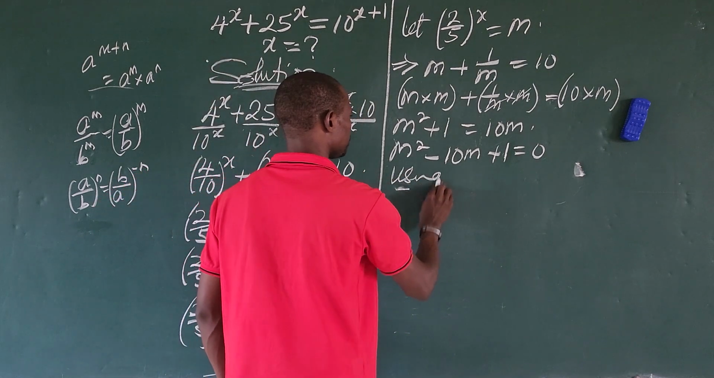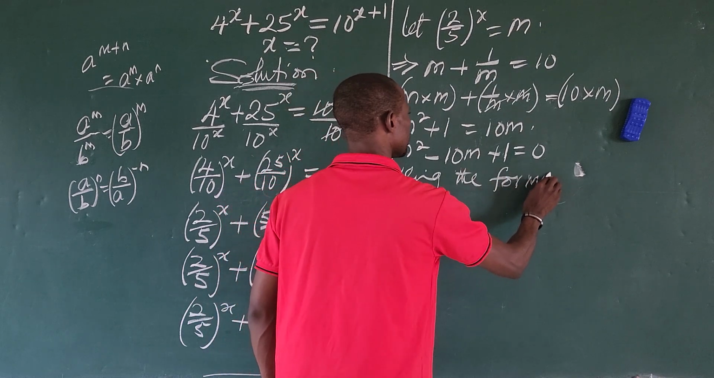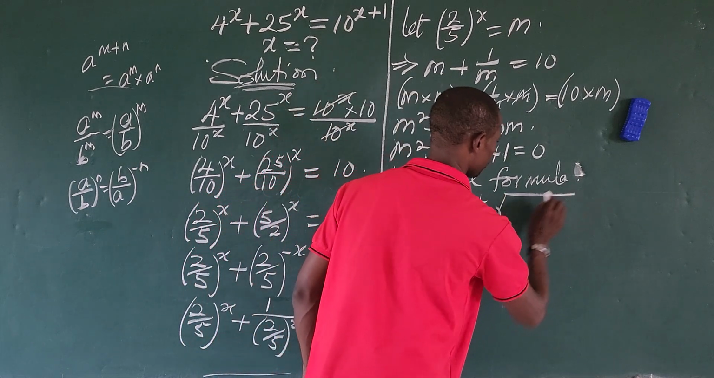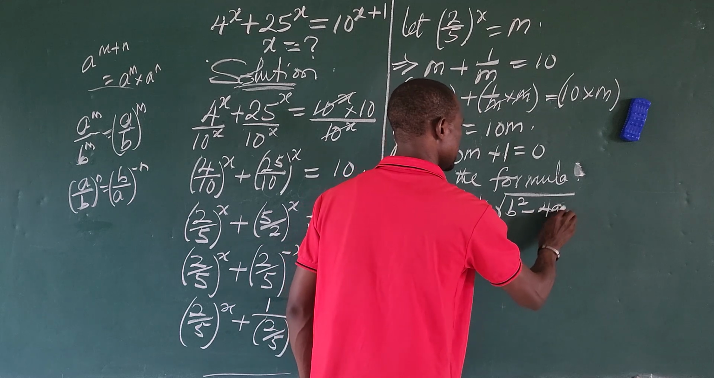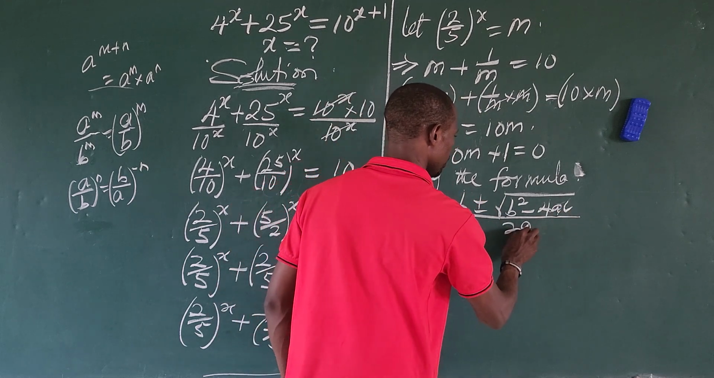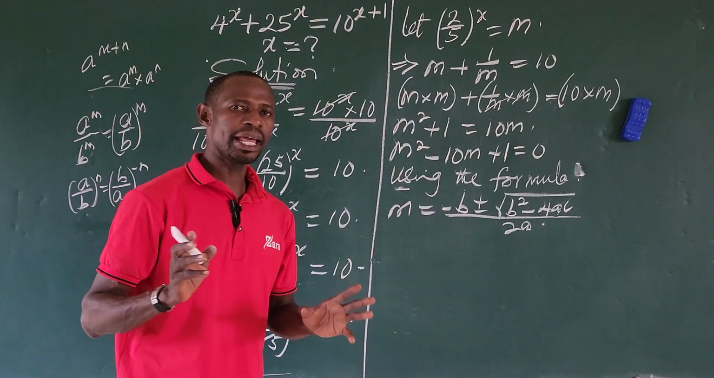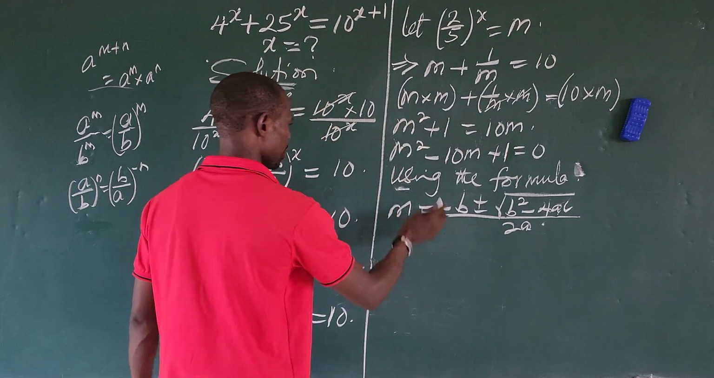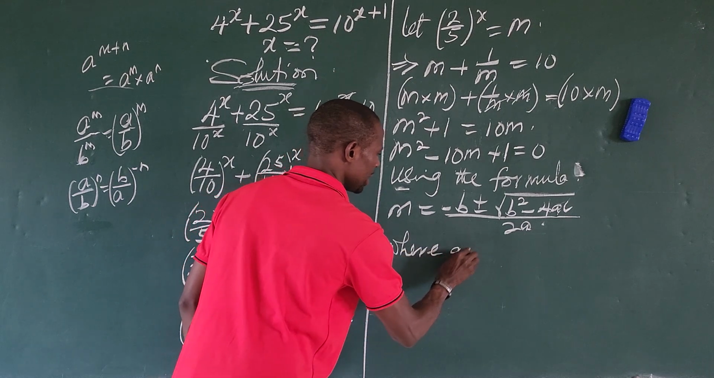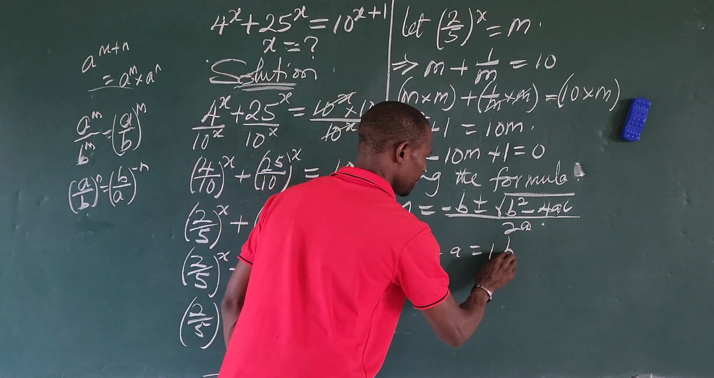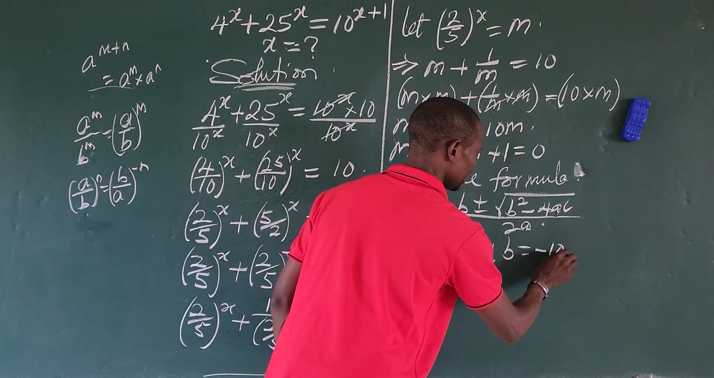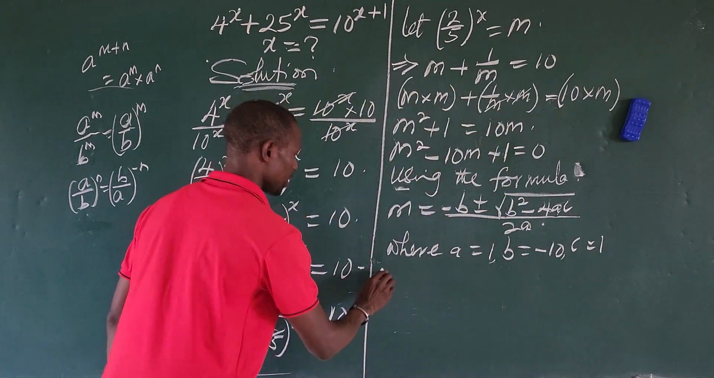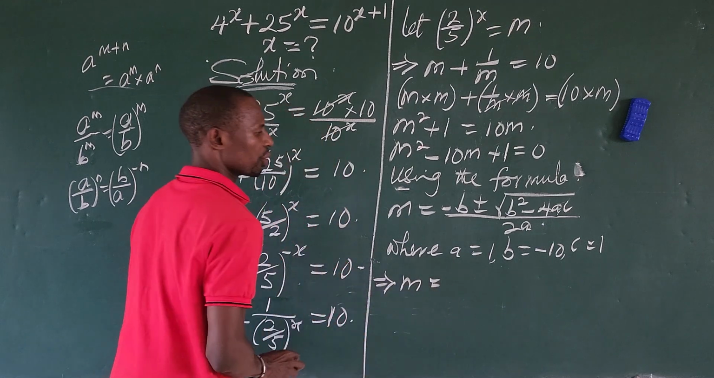So using the formula method, where is the formula? The formula says that our m will now be equal to minus b plus or minus the square root of b squared minus 4ac everything all over 2a. All we just need to do is to bring the value of a, b, and c so that we can confidently substitute them into the formula, simplify, and get our answer. So we know where our a is the coefficient of m squared, which is 1, and our b is the coefficient of just m, which is minus 10, and our c is equal to positive 1.